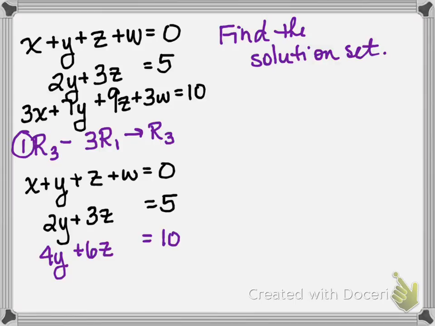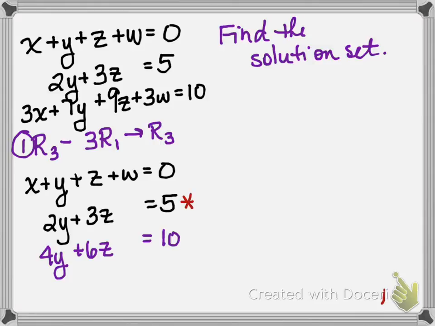Okay, so how do I decide what my next step is? Well, each time I ask, do I have a leading 1? Are all the terms in the rows below it gone? So I have a leading 1 for my x variable in the first row. All the x variables in the equations below it are gone. So then I move on to the next row, the next equation.